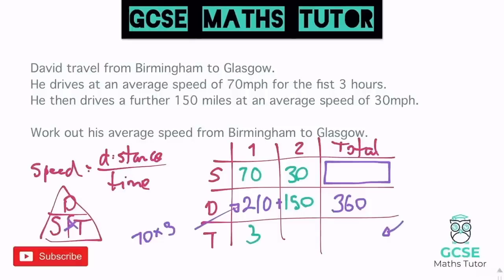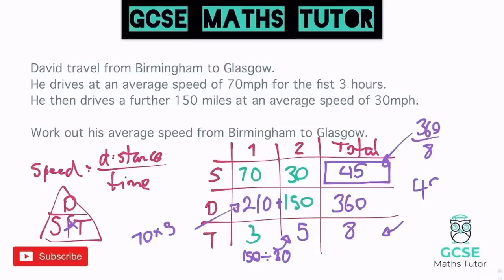So looking at this bottom one here, which is the time for the second one. To get time, you do distance divided by speed. So that will be 150 divided by the speed of 30, which gives us a time of 5. So that means in total he's going to be driving for 8 hours. Now we can work out his total speed because we've got his total distance and his total time. The speed is distance over time, so it's 360 divided by the total time of 8, and 360 divided by 8 gives us an answer of 45 miles per hour. So I'll just write that down, 45 miles per hour, again keeping it all nice and tidy in a table so it all makes sense.